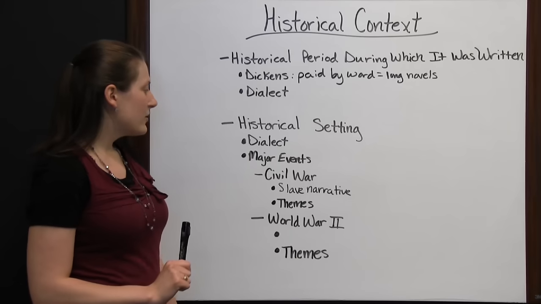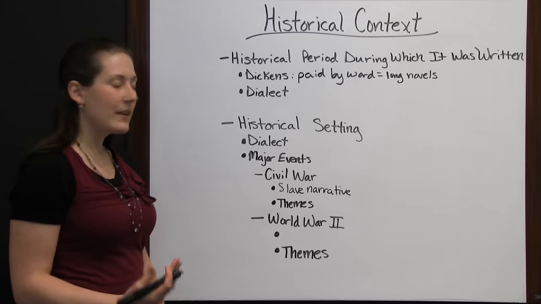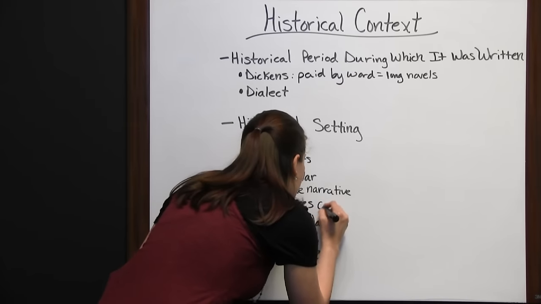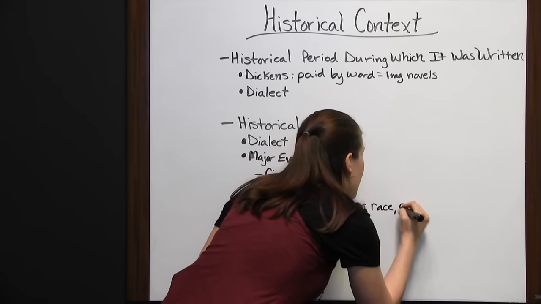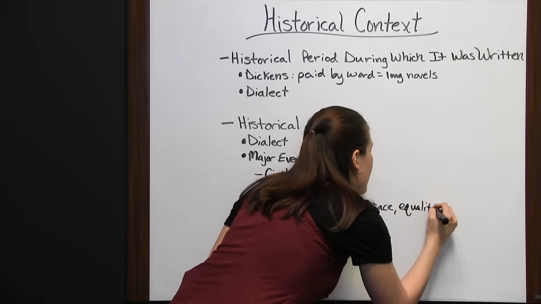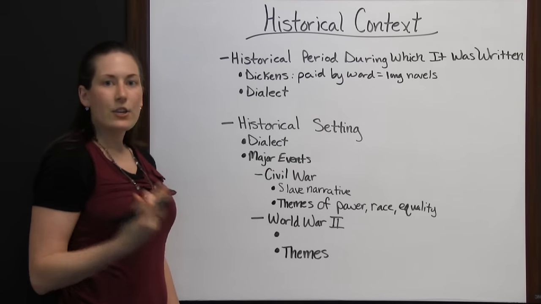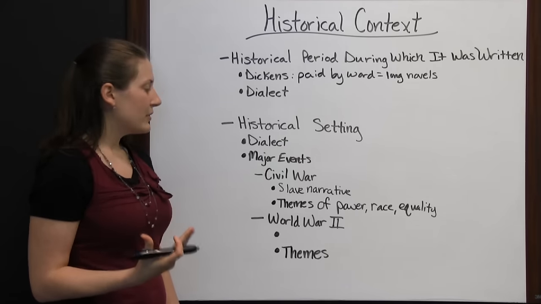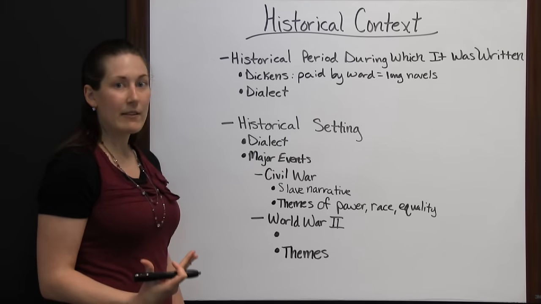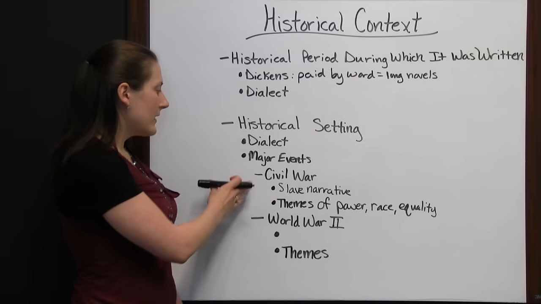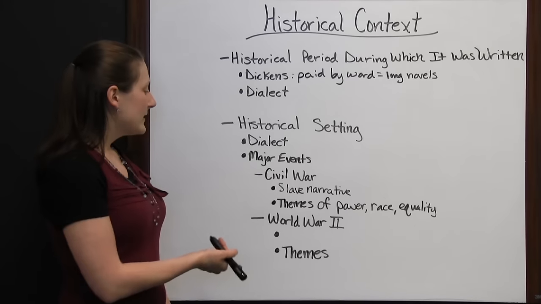Another thing to pay attention to with Civil War writing, slave narratives, anything from that time period are the themes. A lot of times you'll see themes of power, race, inequality. Because when slavery ended, it was because people were saying, your skin color doesn't make you more or less of a person or a better or worse person. Everyone's equal. And while equal rights didn't come about till later, it started that theme of equality around the Civil War time. Another major event that's common is World War II.